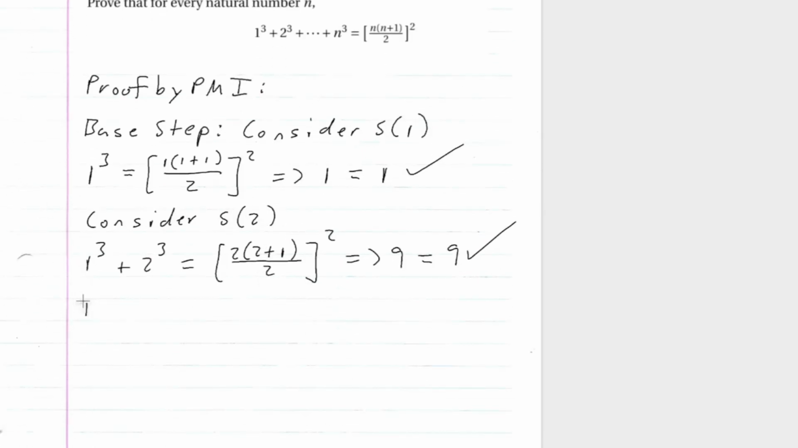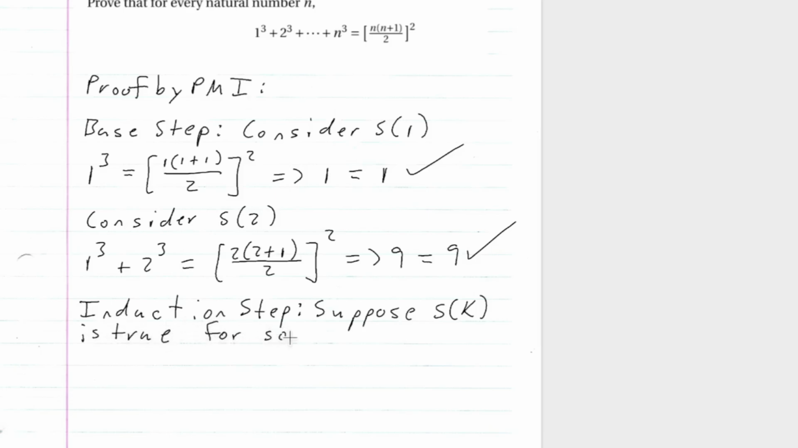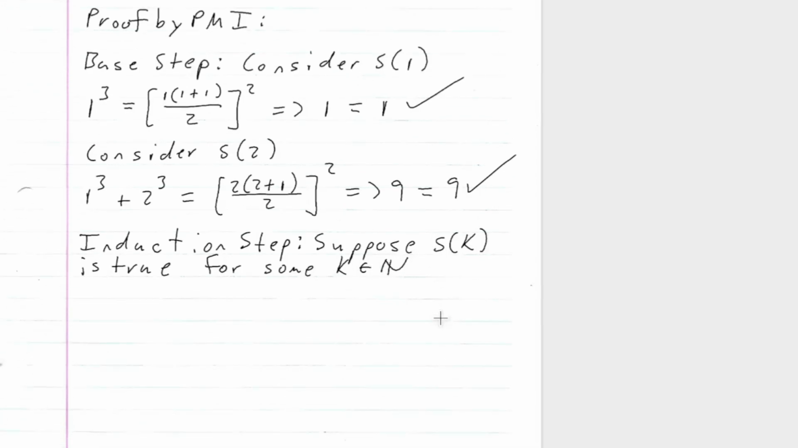So now let's go ahead and do our induction step. So we're going to suppose the statement involving k is true for some k contained in the natural numbers. Of course, this implies that 1 cubed plus 2 cubed plus dot dot dot plus k cubed is equal to k times k plus 1 over 2, and then squared.